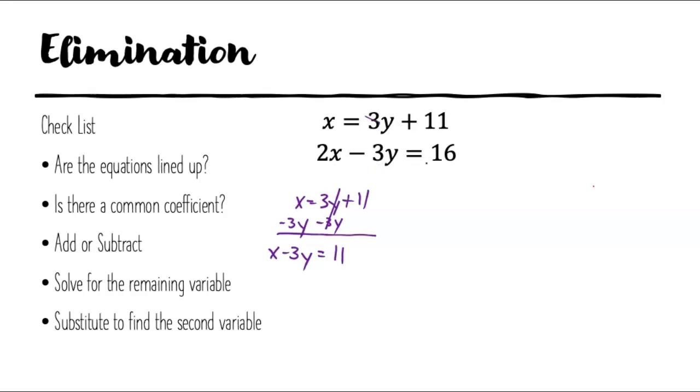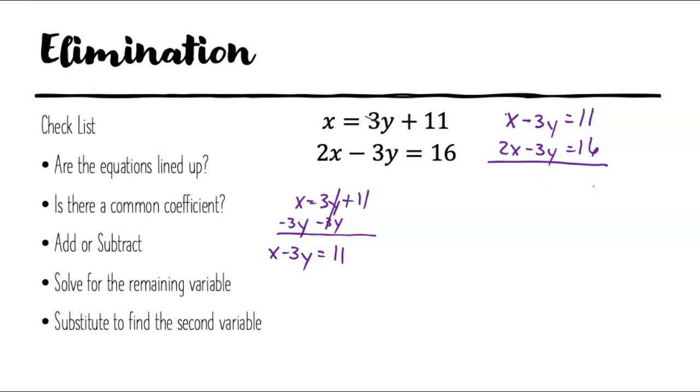So xy equals constant. Okay, now it looks like I can put these back together. So I'm going to rewrite this. That means x minus 3y equals 11, and 2x minus 3y equals 16. And now that they're all lined up, I can combine them. Now, how do I want to combine these? Same steps as before. Nothing else has changed. We just had to line them up first.